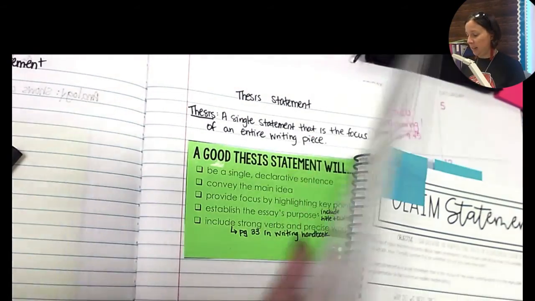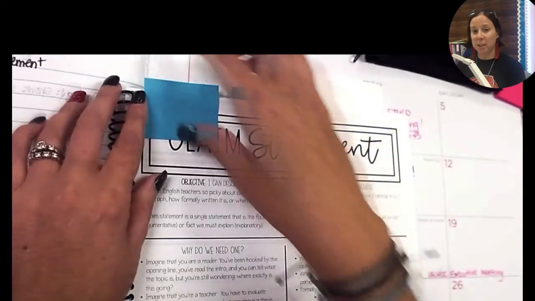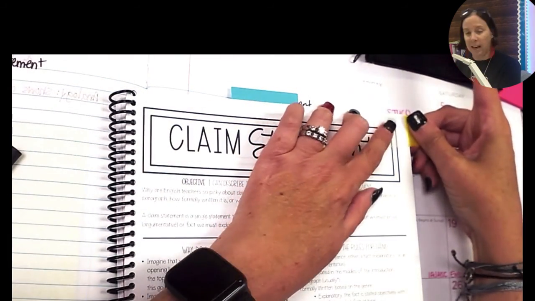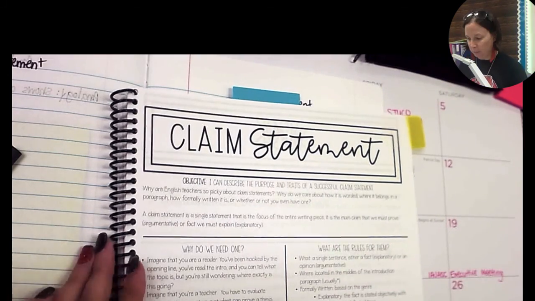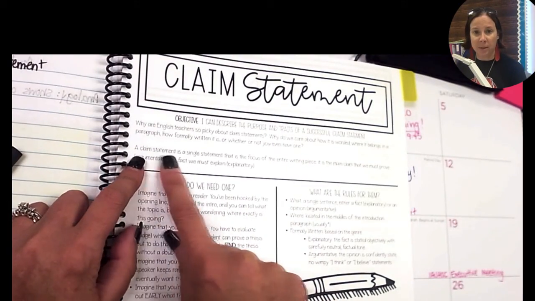Then the next thing I have in here, okay, it's on page 42. For some odd reason, this did not get changed this year, so this video will have to be re-recorded for next year. But a claim statement and a thesis statement are the exact same things. Put in a little yellow mark so I can make sure I change this for next year so it says thesis statement. Okay, so if you look, I even have the exact same definition.